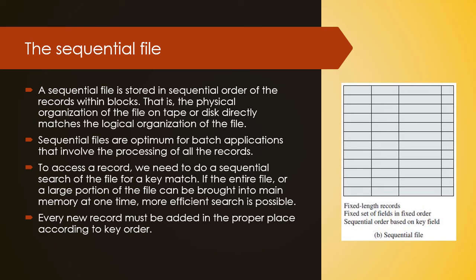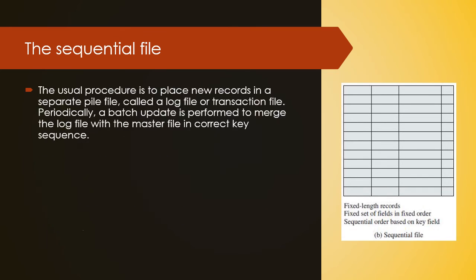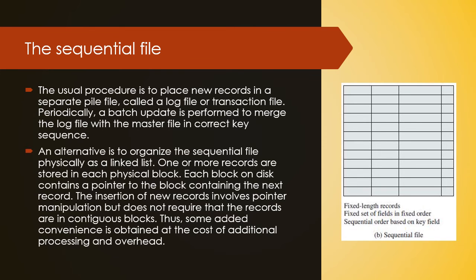Every new record must be added in the proper place according to key order. The usual procedure is to place new records in a separate pile file called a log file or transaction file. Periodically, a batch update is performed to merge the log file with the master file in correct key sequence.